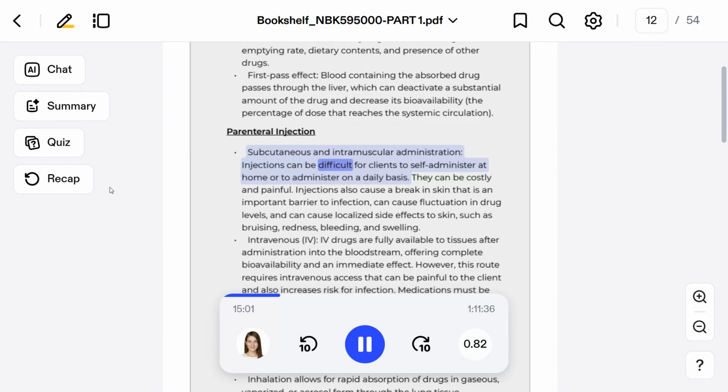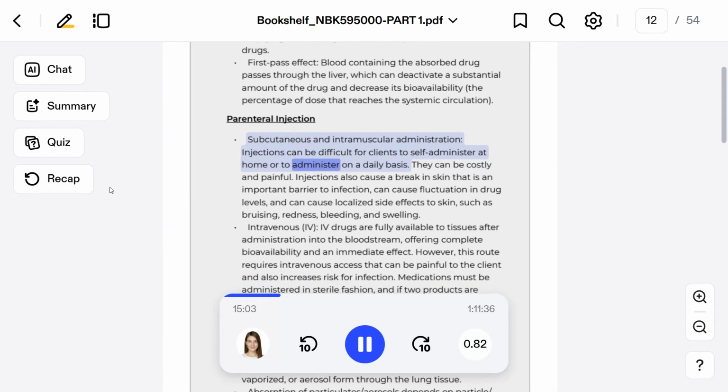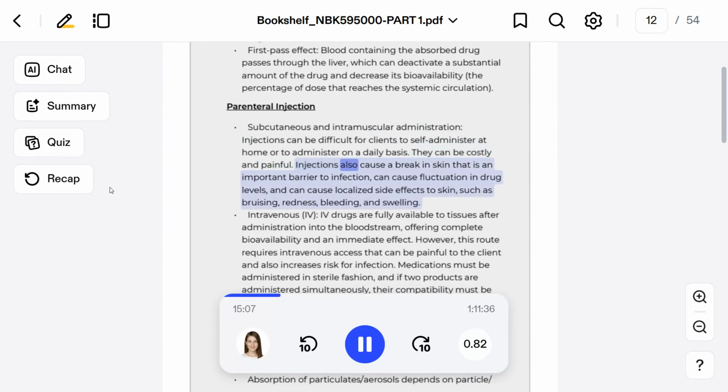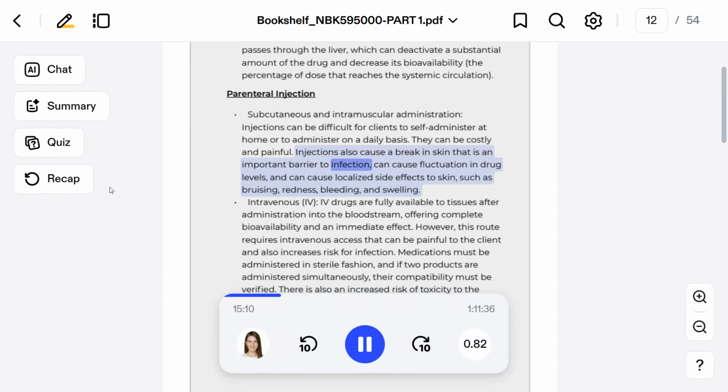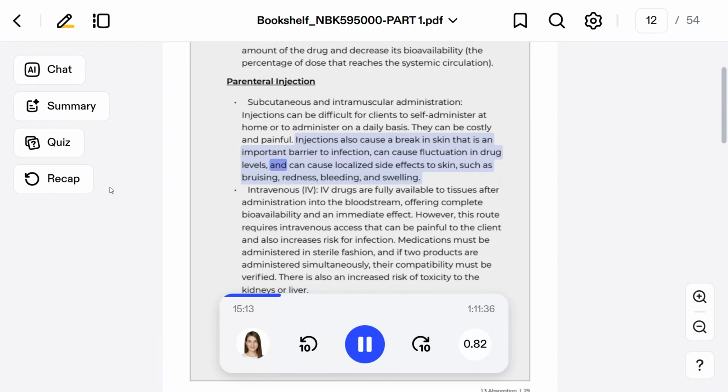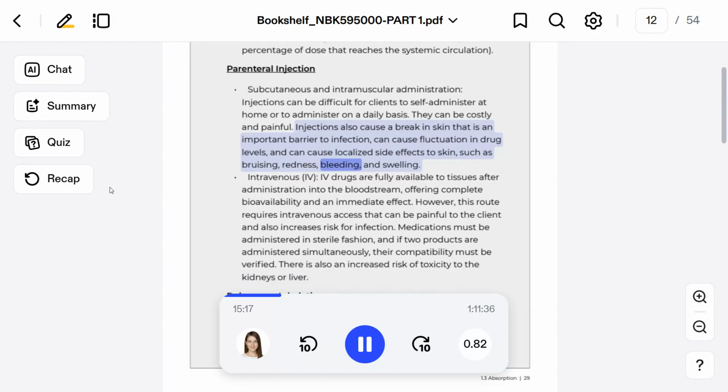Injections can be difficult for clients to self-administer at home or to administer on a daily basis. They can be costly and painful. Injections also cause a break in skin that is an important barrier to infection, can cause fluctuation in drug levels, and can cause localized side effects to skin, such as bruising, redness, bleeding, and swelling.